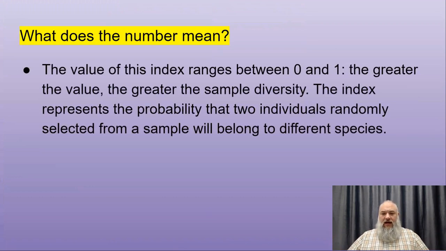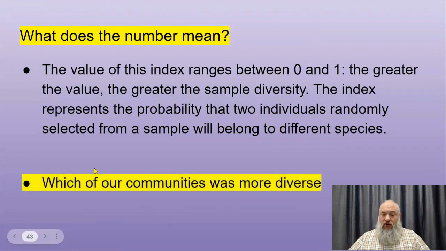So a way to think about it is the index represents the probability that 2 individuals randomly selected from the sample will belong to different species. So the closer it is to 1, the better the chance that 2 random organisms you pick are going to be from different species. Okay. So which of ours was more diverse? The second one had a slightly bigger number, so it was slightly more diverse according to this index, this measure.